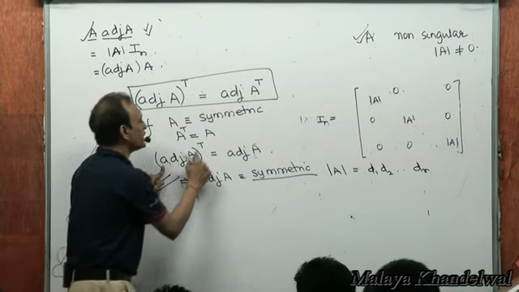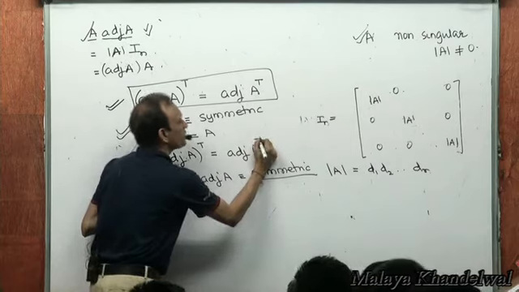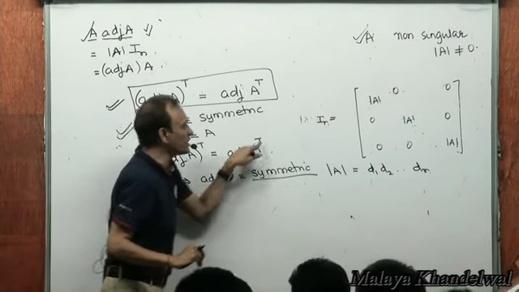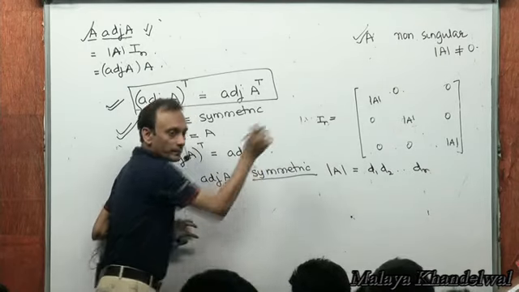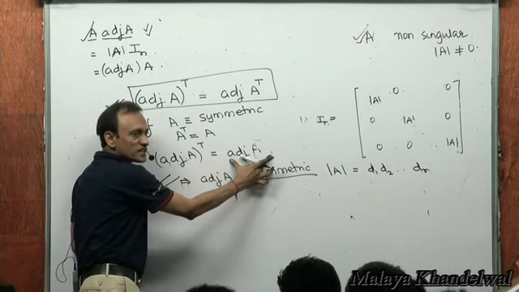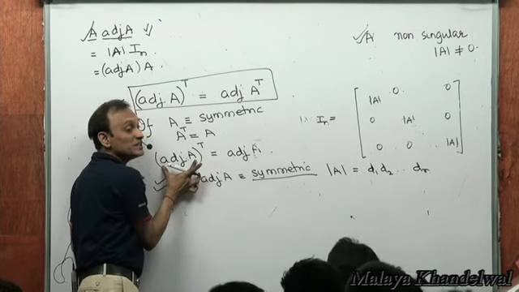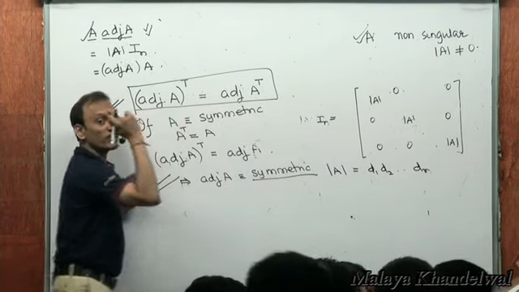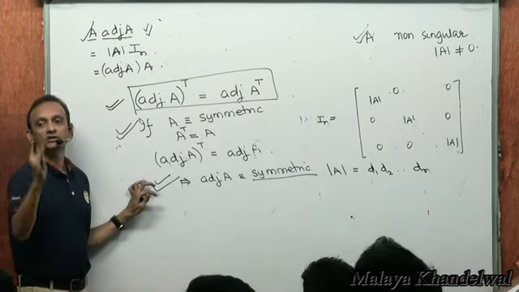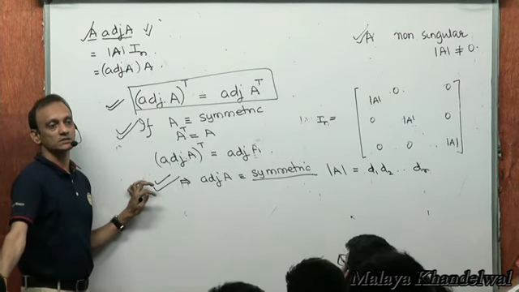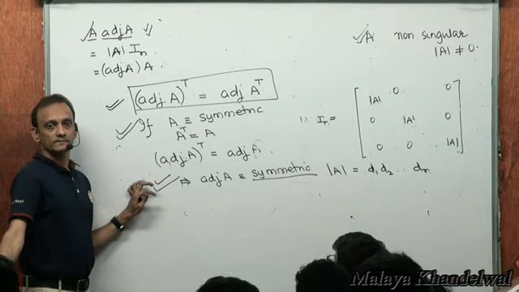Now, adjoint A transpose is adjoint of A transpose, which anyways is always true. But if A is symmetric, A transpose will be equal to A. Right? And then if the transpose of this matrix is the same as this matrix, then this matrix must be a symmetric matrix. Adjoint A must be a symmetric matrix. So if A is a symmetric matrix, adjoint A must also be symmetric. Right?